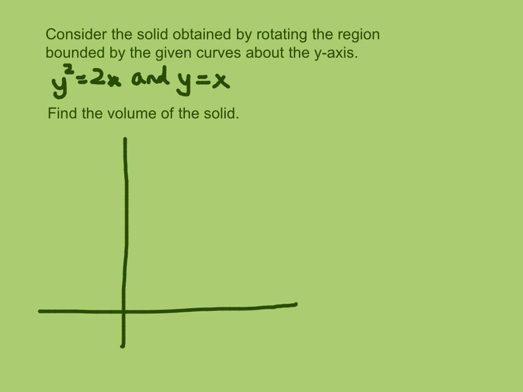Okay, we're going to consider the solid obtained by rotating the region bounded by y squared = 2x and y = x about the y-axis. And we're going to find the volume of the solid.